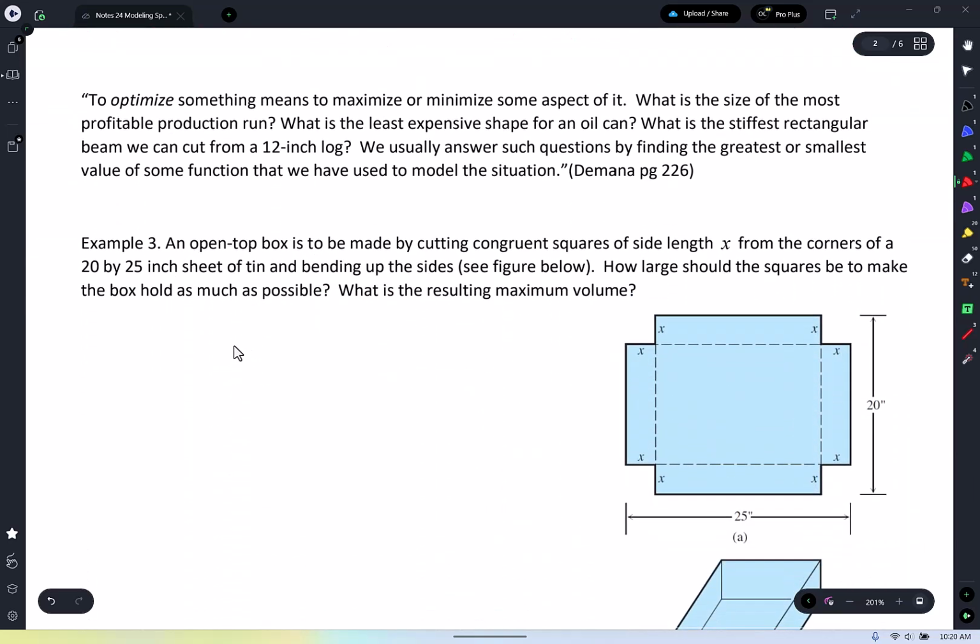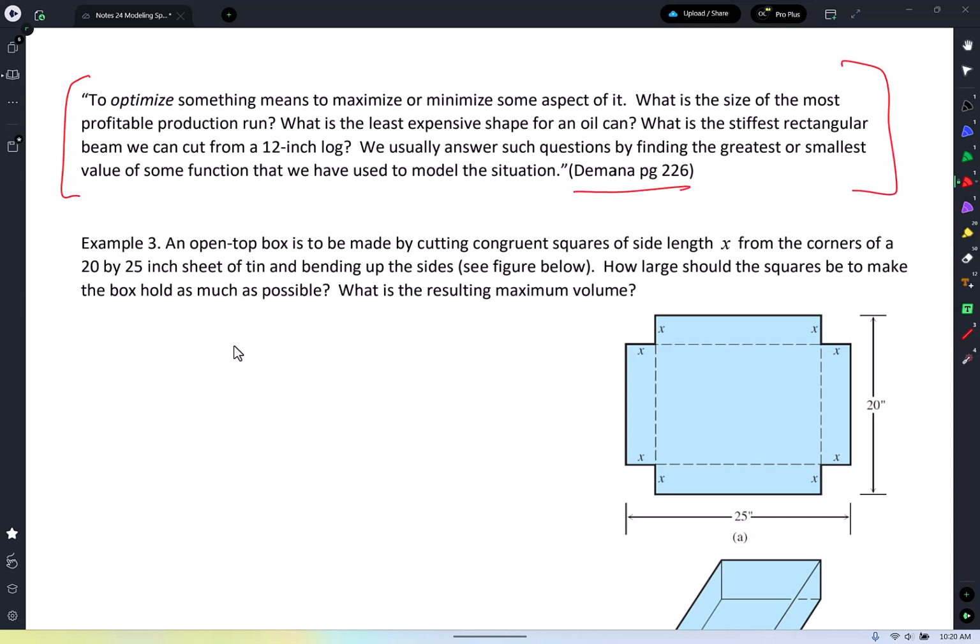All right, guys. Check it out. Look at this. Now you want a box. I stole this. I'm going to try to start quoting wherever I took it from. I took it from Demana because I didn't make pictures like this. To optimize something means to maximize or minimize some aspect of it. What is the size of the most profitable production run?